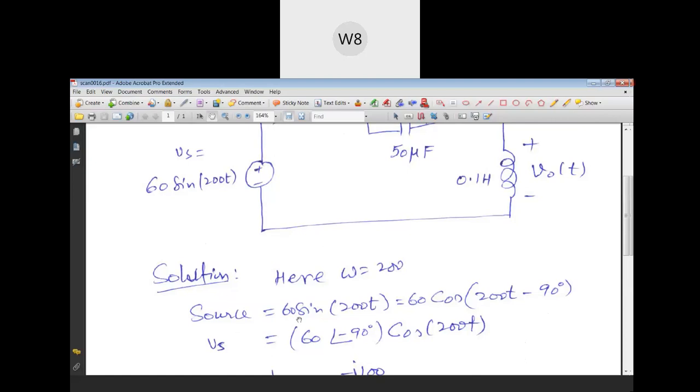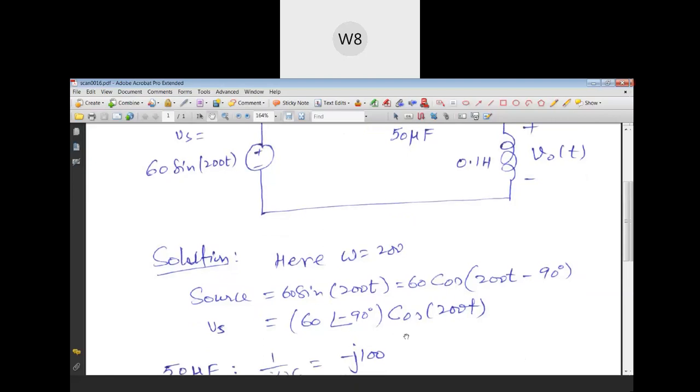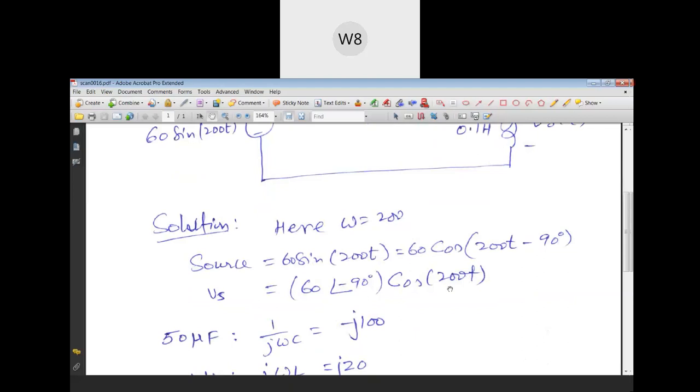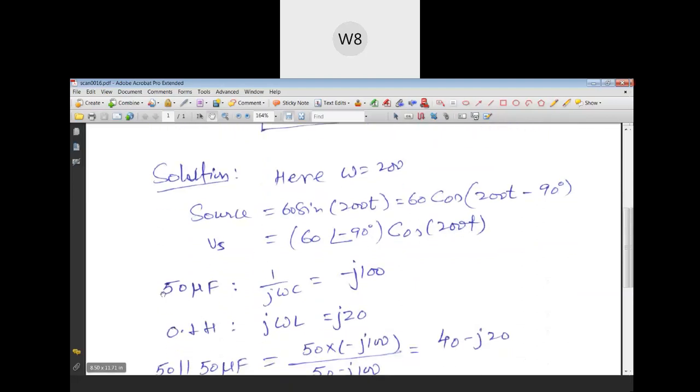So this 60 sine 200t can be converted into cosine form, like 60 cos (200t minus 90 degrees). So here we have a voltage source in the phasor form as 60 with minus 90 degree phase. Here also you can see that frequency has remained 200. So omega is 200. So that is why 50 microfarad is equivalent to minus j100 ohm. Similarly, the 0.1 Henry inductor is equivalent to j omega L, which will turn out to be j20.